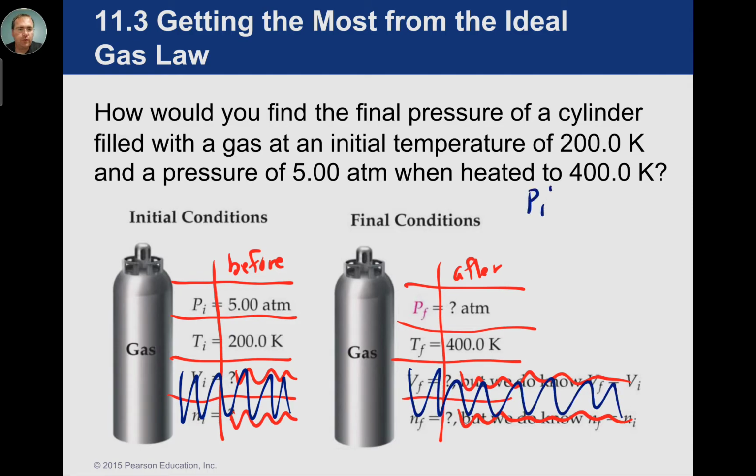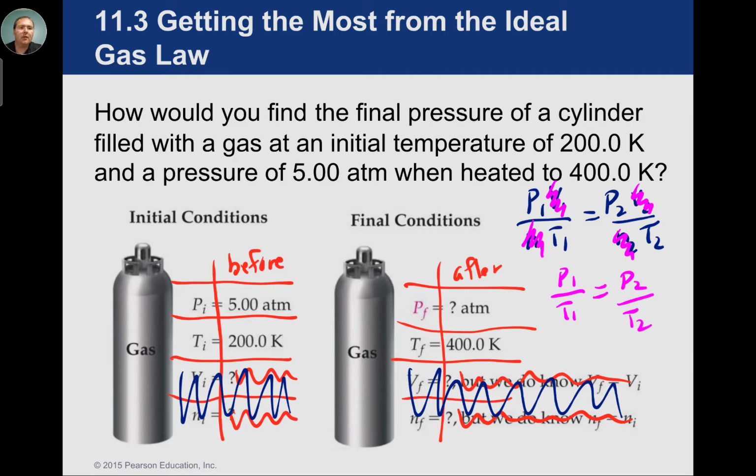So if we have P1, V1 over N1, T1 to start, that's equal to P2, V2 over N2, T2. And what we just showed you is that volume and moles are gone, so we can scribble this one out, scribble this one out. Volume didn't change, number of molecules didn't change, and we're left with P1 over T1 equals P2 over T2. We can do what we just did. We can cross multiply. We get P1 T2 equals P2 T1. So it's taking this one times this one, and then this one times this one.